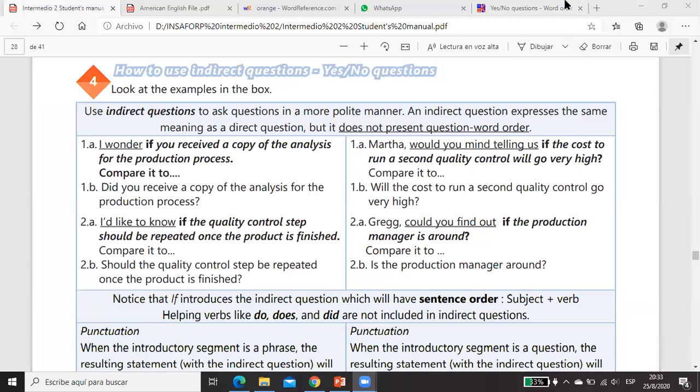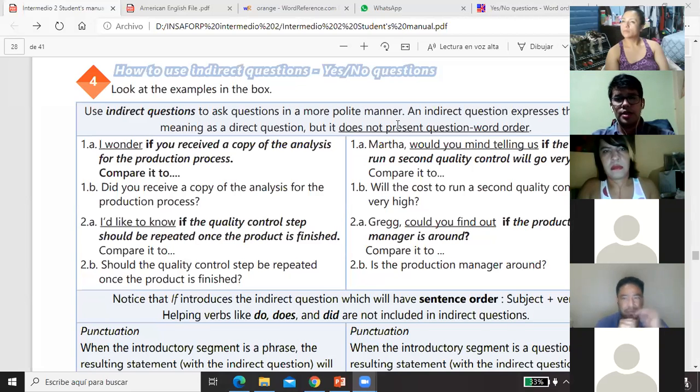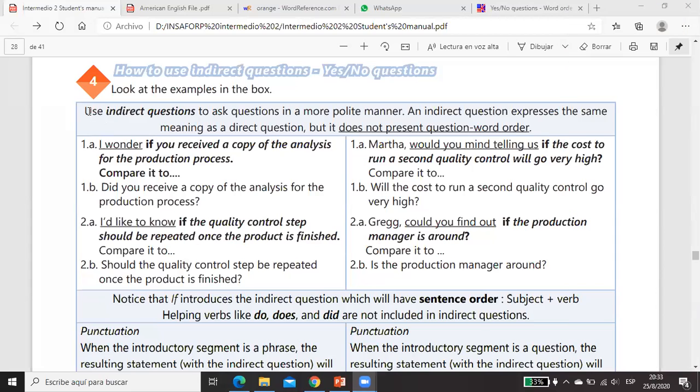Please, Maria, is Maria still here? Yes, I'm here. Okay, good. All right, Maria, can you read the heading of this table, please? Use indirect questions to ask questions in a more polite manner. An indirect question expresses the same meaning as a direct question, but it does not present question word order. All right, good. So it's a little different than your questions. I'll show you how.